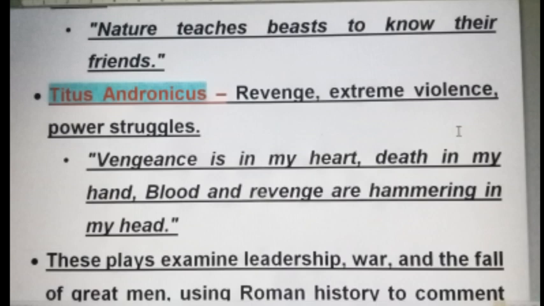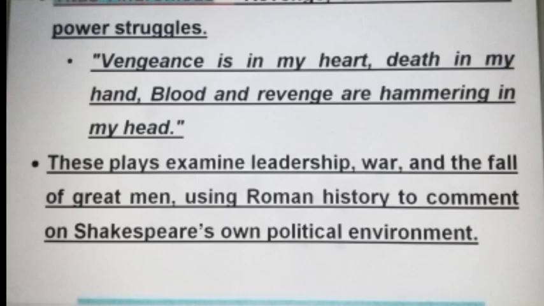The next Roman-influenced play is Titus Andronicus, that shares themes of revenge, extreme violence, power struggle. For example, the line, "Vengeance is in my heart, death in my hand, blood and vengeance are hammering in my head." These plays examine leadership, war, and the fall of great men, using Roman history to comment on Shakespeare's own political environment.